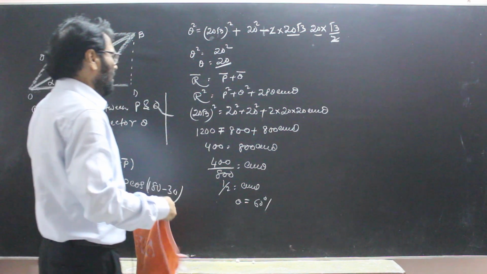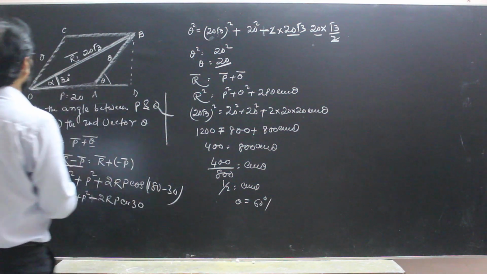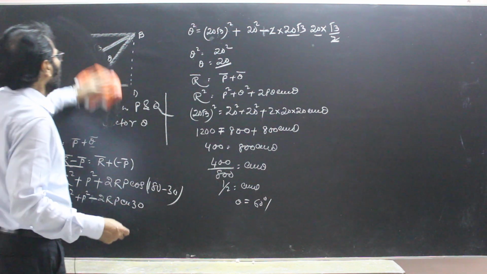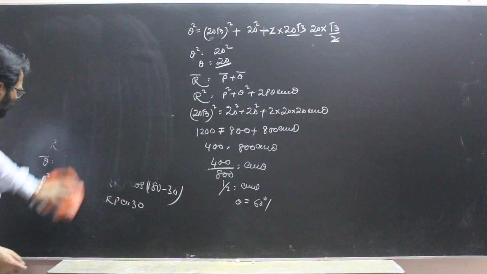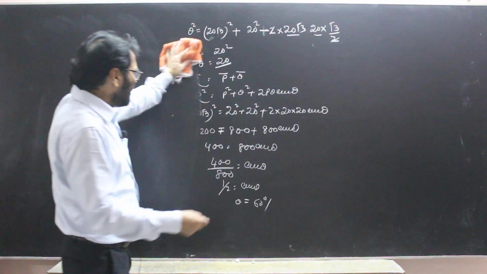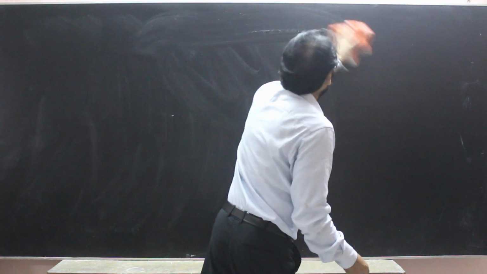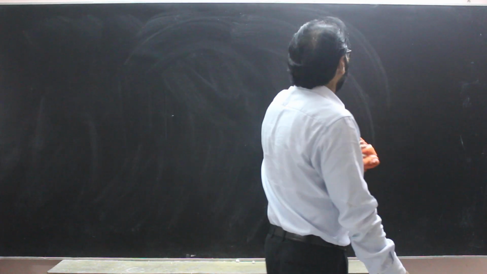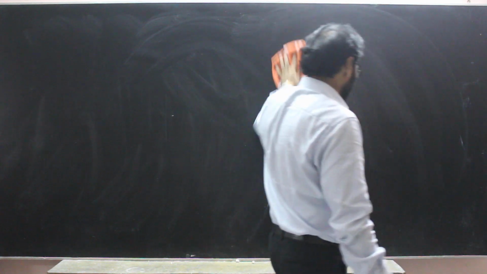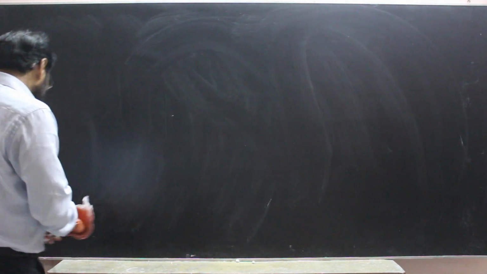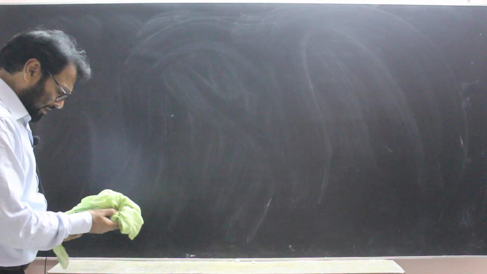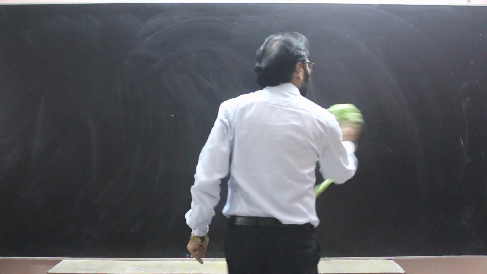So now we can solve another problem. If a vector R is rotated through theta angle without changing in magnitude, calculate the change in vector. So we are going to calculate the change in vector.